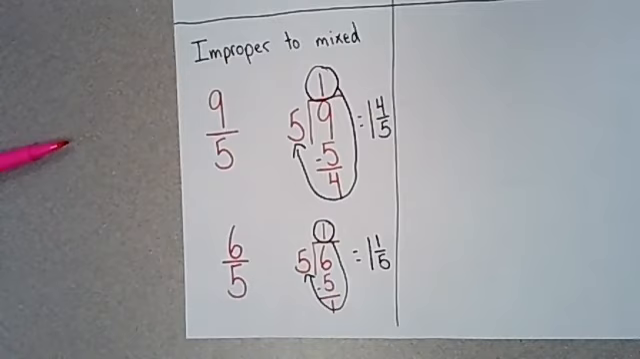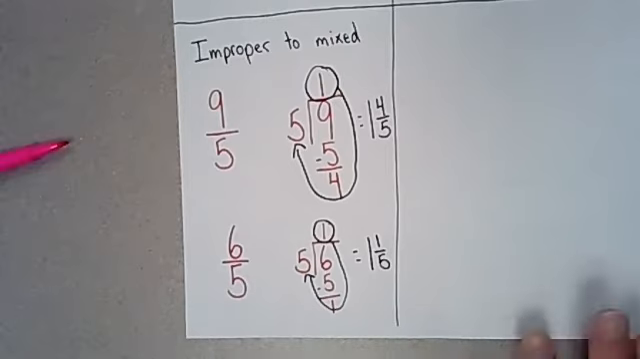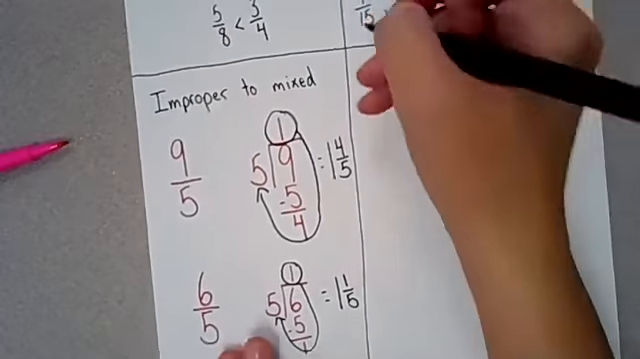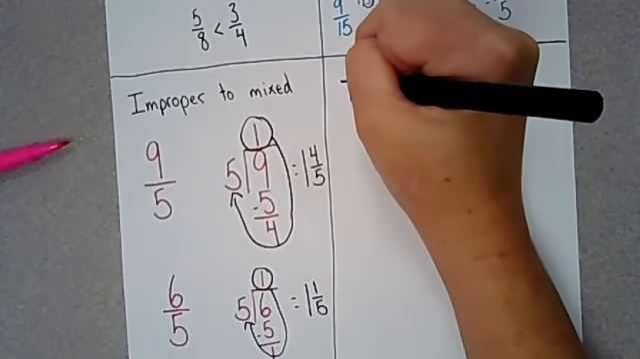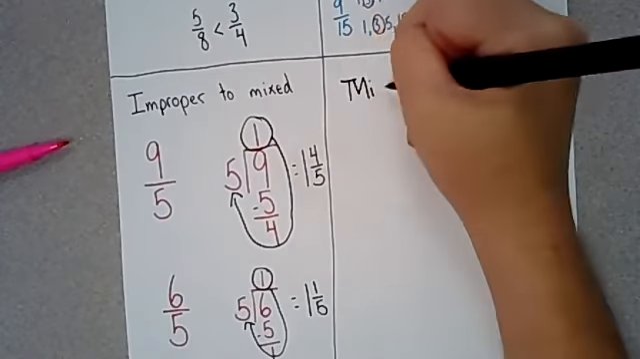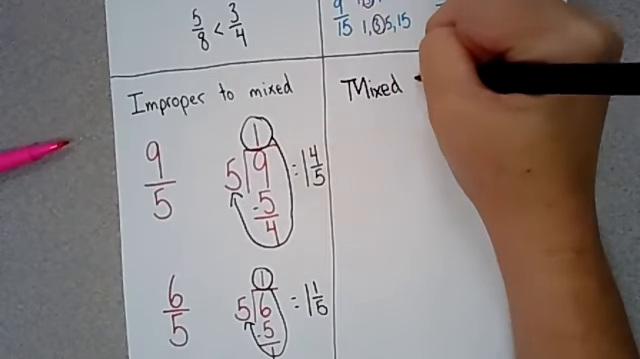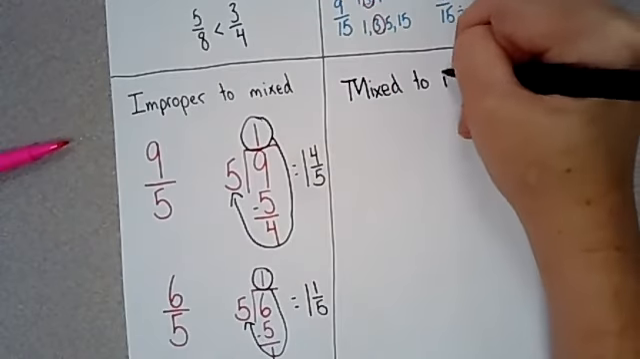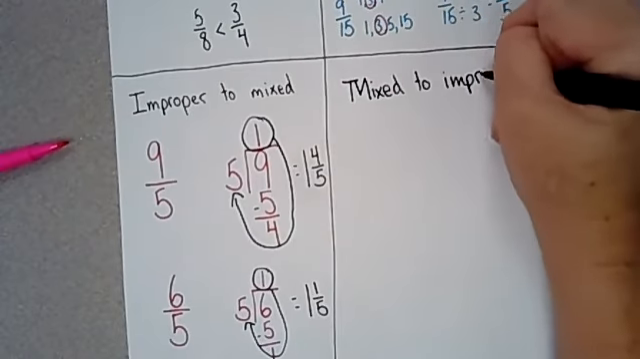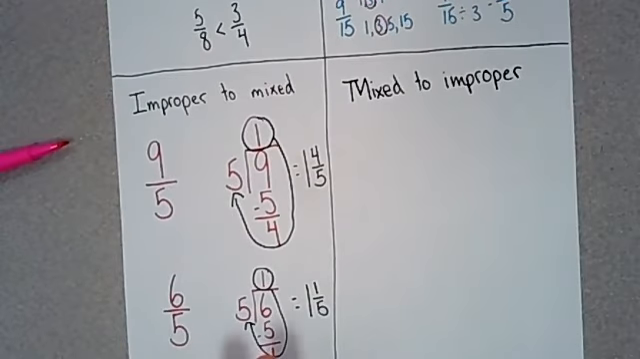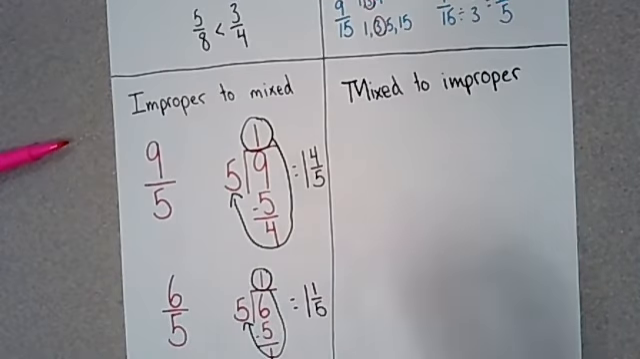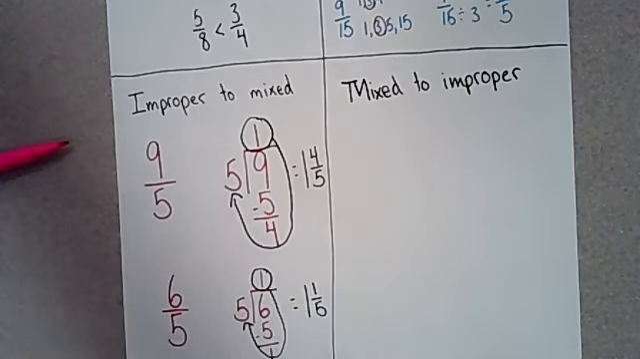Well, what if I ask you to go the other way? What if I ask you to change a fraction from mixed, write that down, sorry about that, mixed to improper? And sometimes, especially when you're typing answers in the computer, they're going to want them recorded as improper fractions, okay? So when you have to go from mixed to improper, I want you to get mad at it.